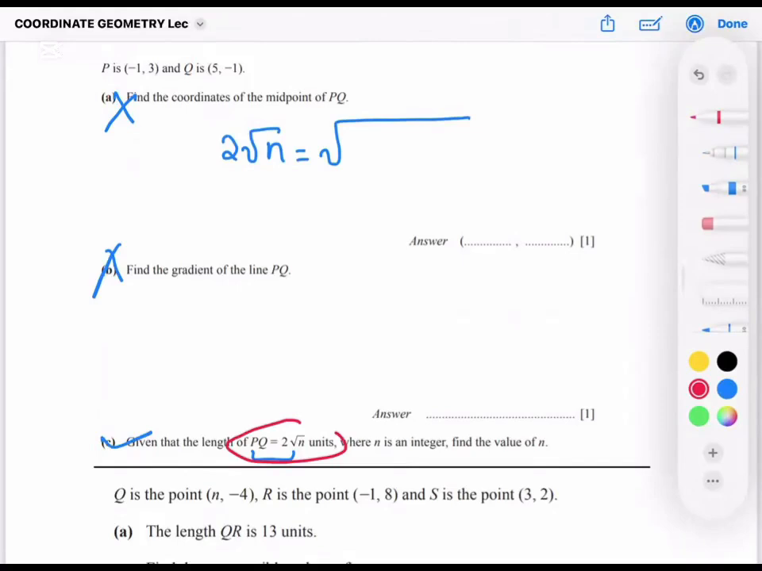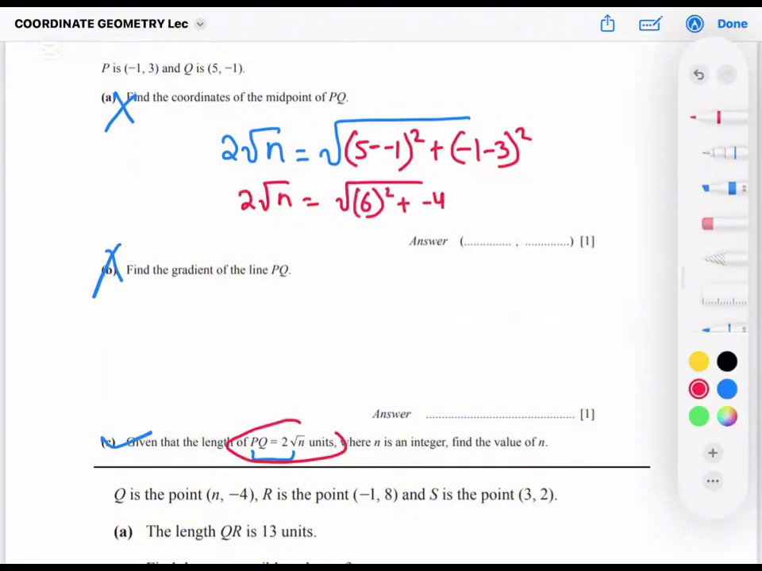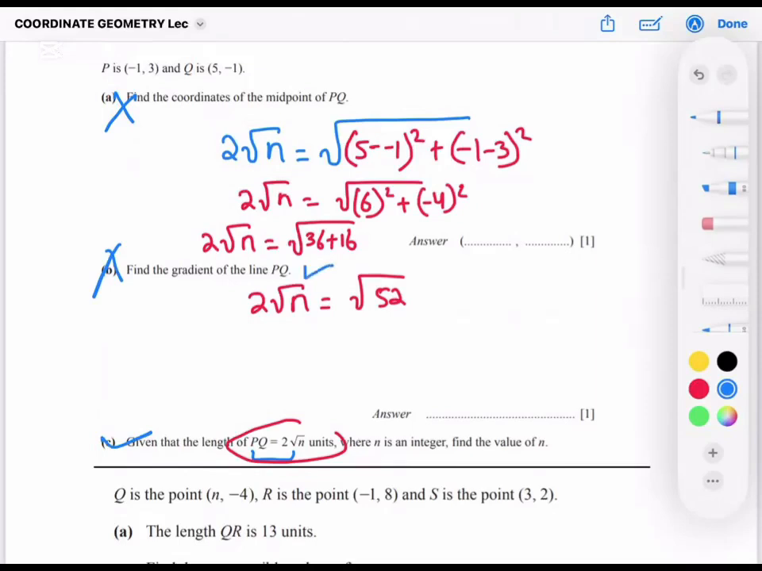Now, I will apply the formula: x2 minus x1, so (5 minus minus 1) whole squared, plus (y2 minus y1) whole squared. 2 root n will remain the same. So minus minus plus, 5 plus 1 will become 6 squared, and this will become negative 4 squared. So 2 root n, 6 squared is 36 and 4 squared is 16. 36 plus 16, so 2 root n will be equal to root 52.